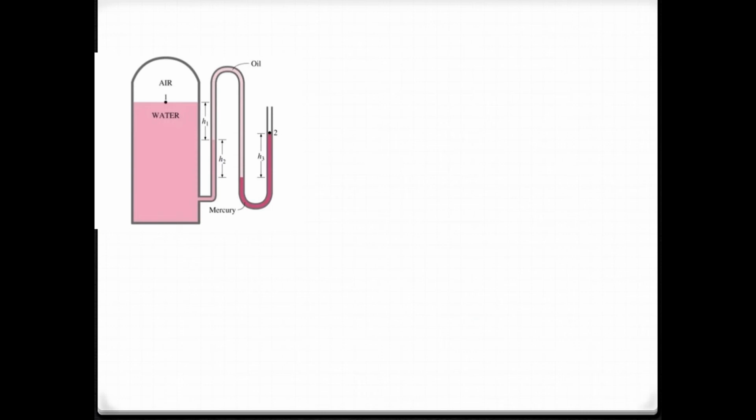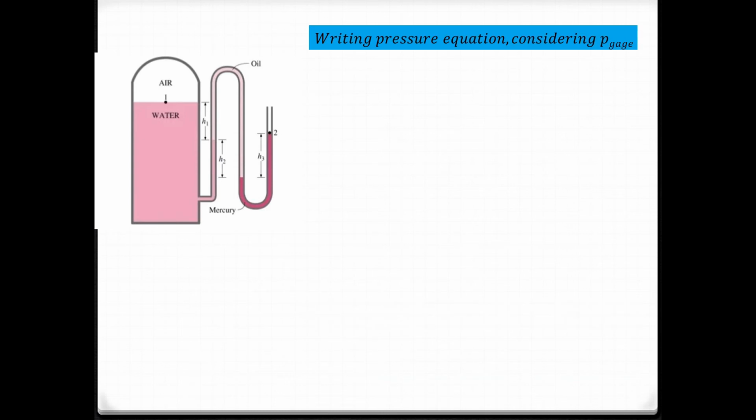Another example here is a reservoir containing confined air on the reservoir and water on the main reservoir, spilling down to the pipe with oil and mercury also. Each of those will have the heads named H1, H2, and H3. Writing the pressure equation considering gauge pressure, again, it is just the sum of the pressures equal to the end pressure.